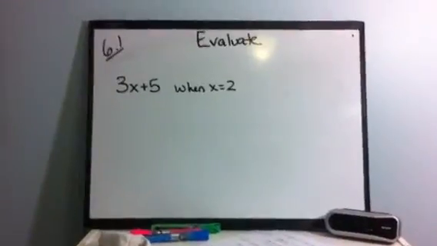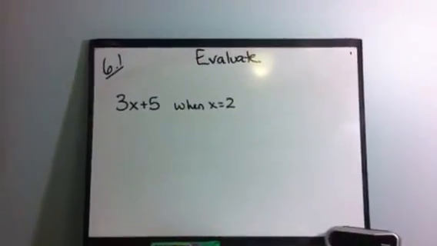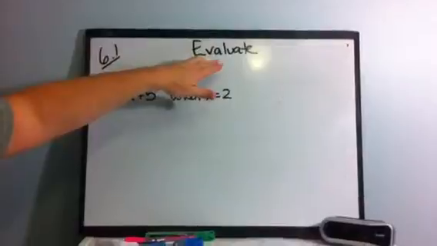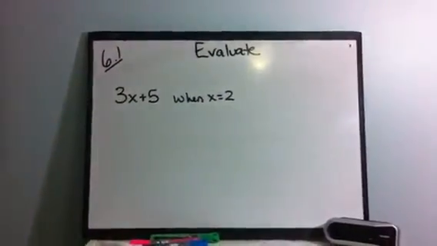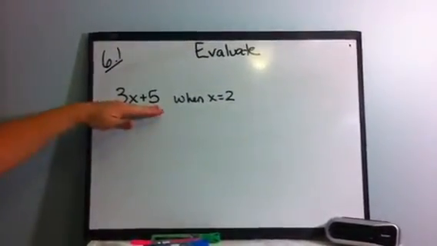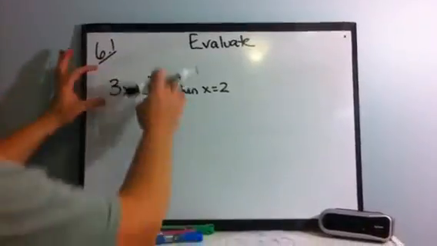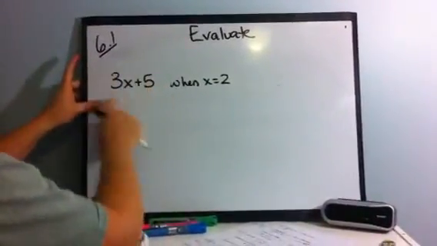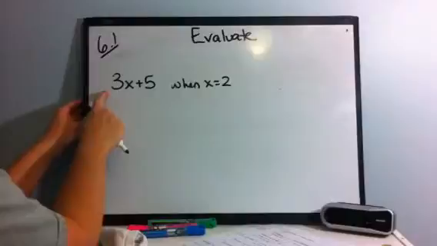So we're back with 6.1. We talked about monomials, binomials, trinomials. Now we're going to be evaluating polynomials. Now remember, a polynomial is an expression. It's not an equation. There is no equal sign within this problem right here. So it is just an expression.